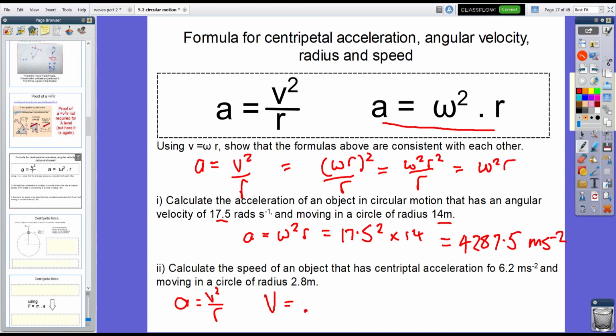V equals the square root of AR, which equals the square root of 6.2 times 2.8, which equals 17.36. Square root that: 4.17 meters per second. Okay.